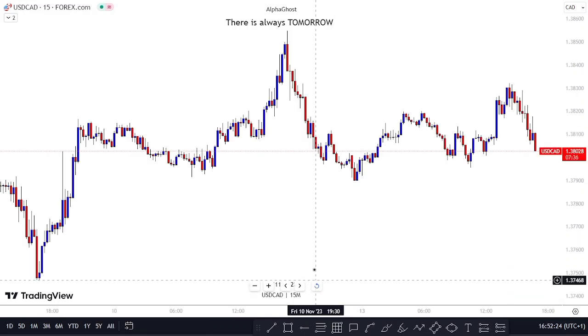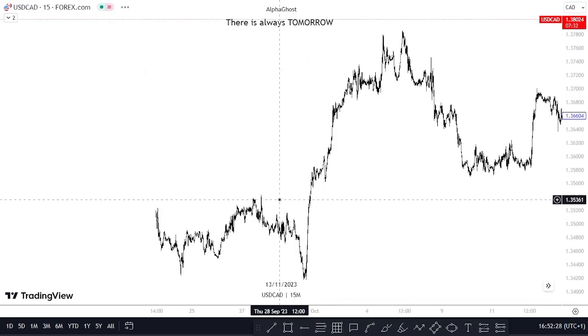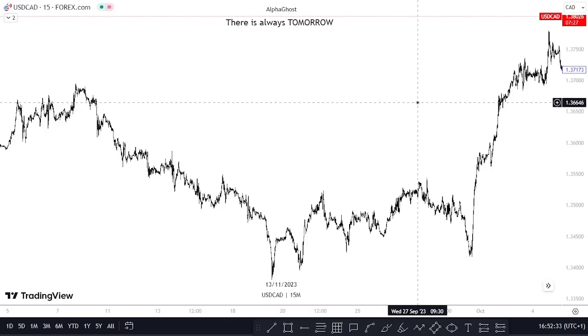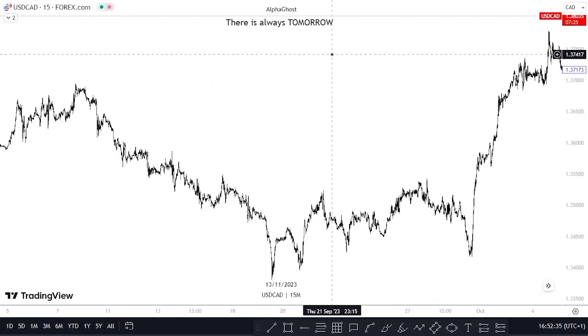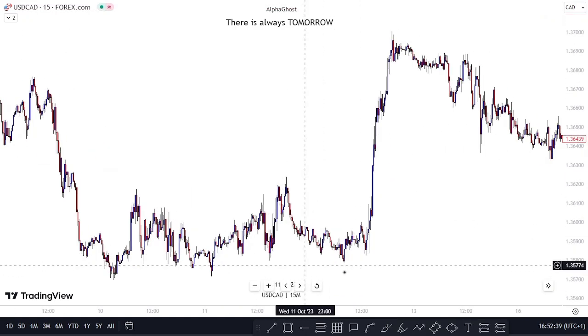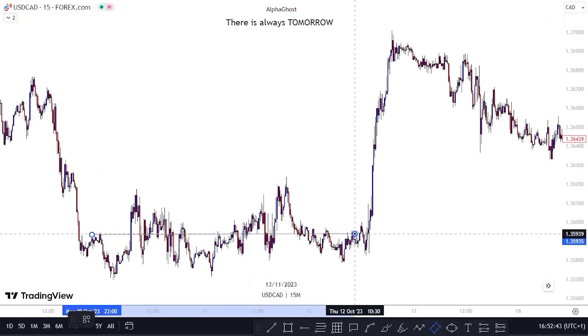This is the 15 minutes time frame. I'm going to show you the three market movements also: the ranging, the bullish structure, and the bearish structure. So let me first go into the ranging. Now look at this here. This here is a range market.